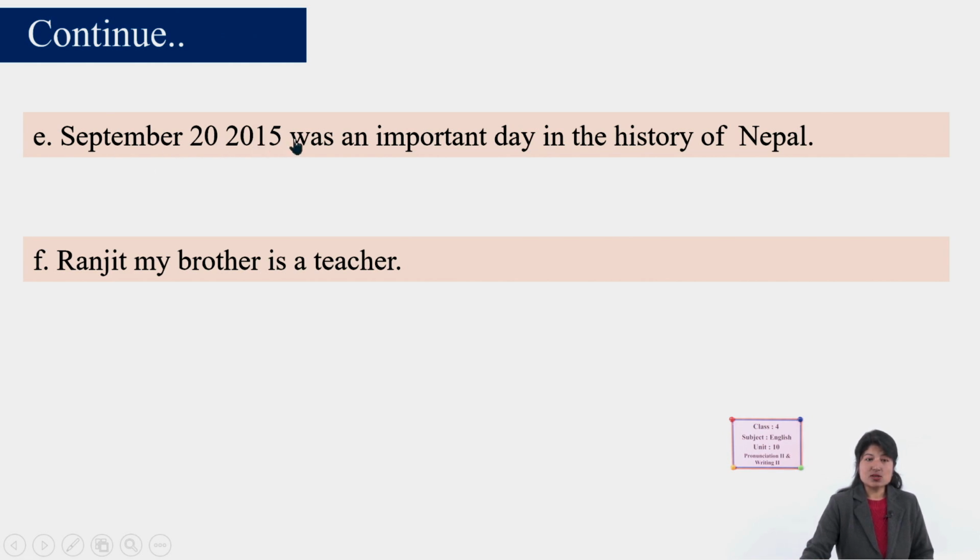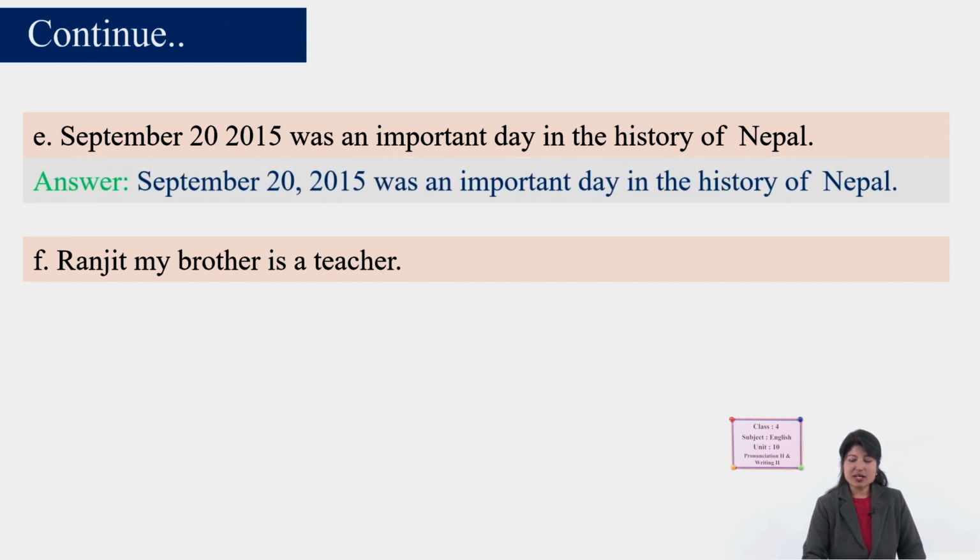September 20th, 2015 was an important day in the history of Nepal. Now, where is the comma required in the sentence? Have you guessed already? Okay, that's wonderful. Let's see the answer. Let's confirm your answer. Is it the same answer? Yes, the comma is after September 20th. September 20th, 2015 was an important day in the history of Nepal.